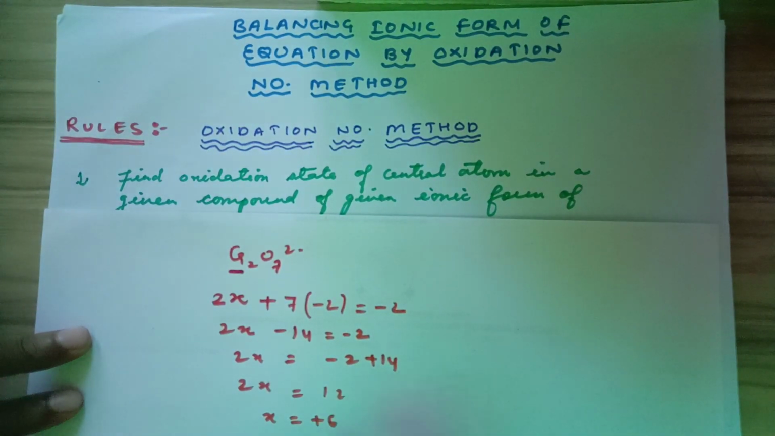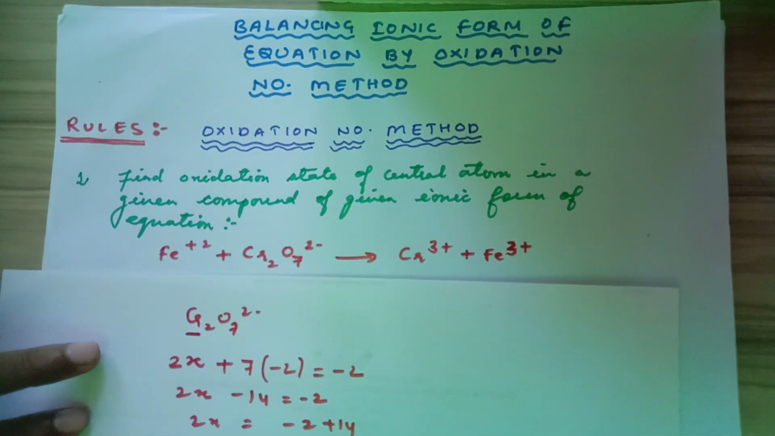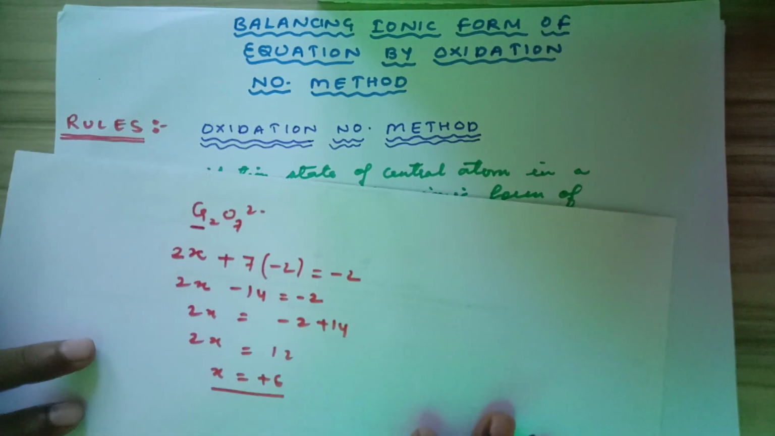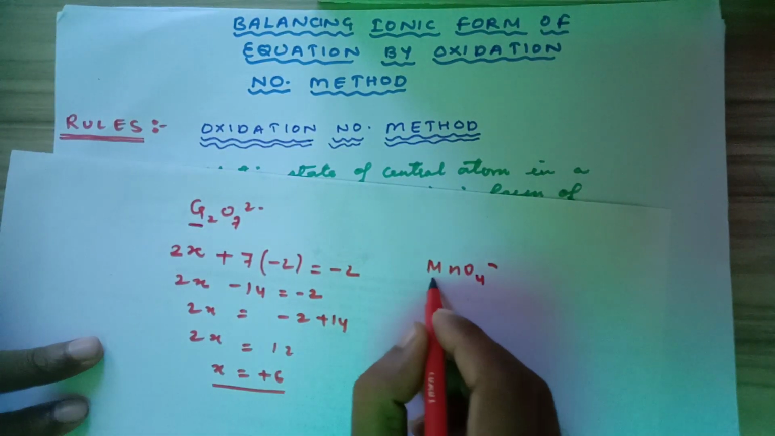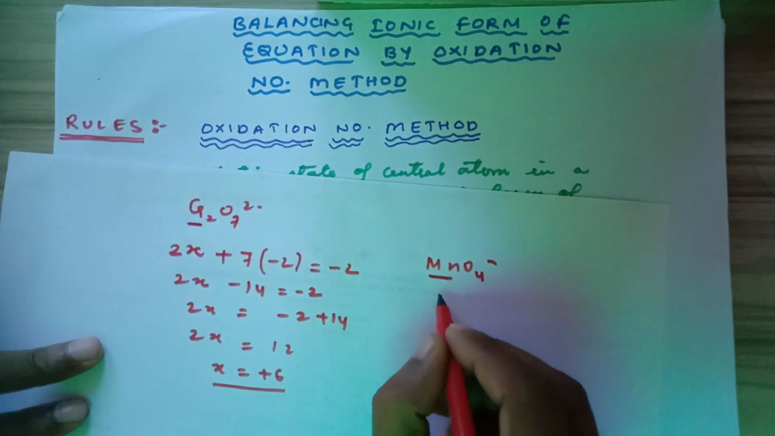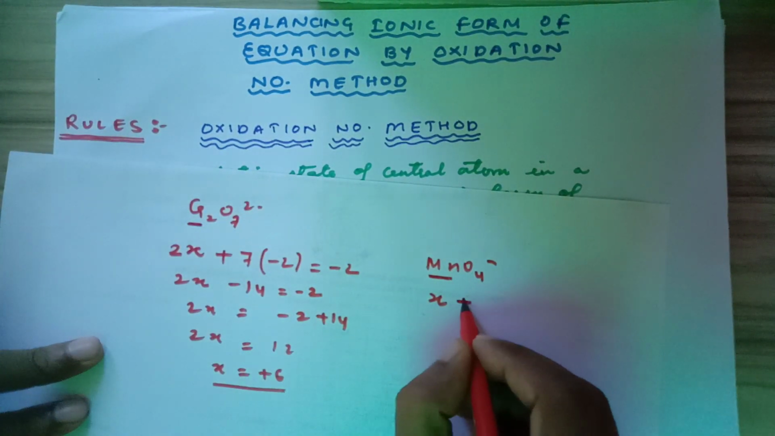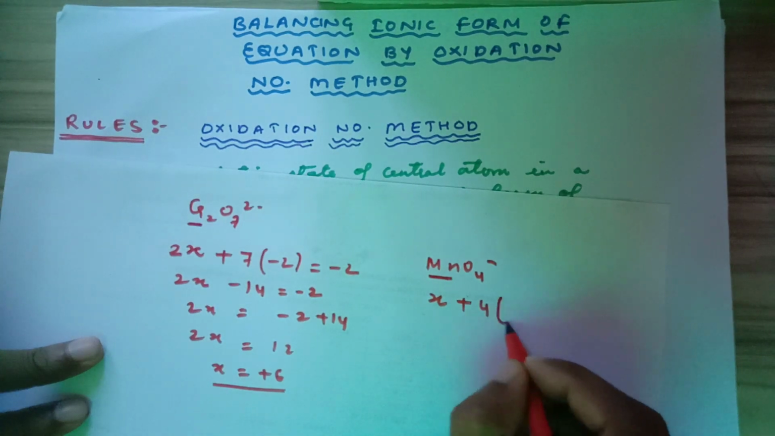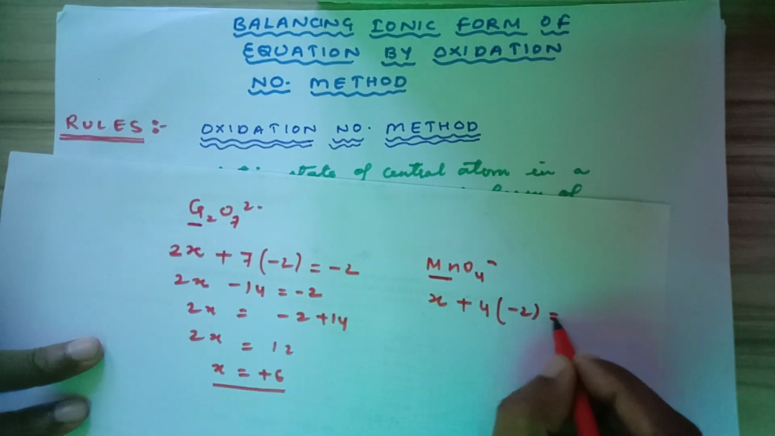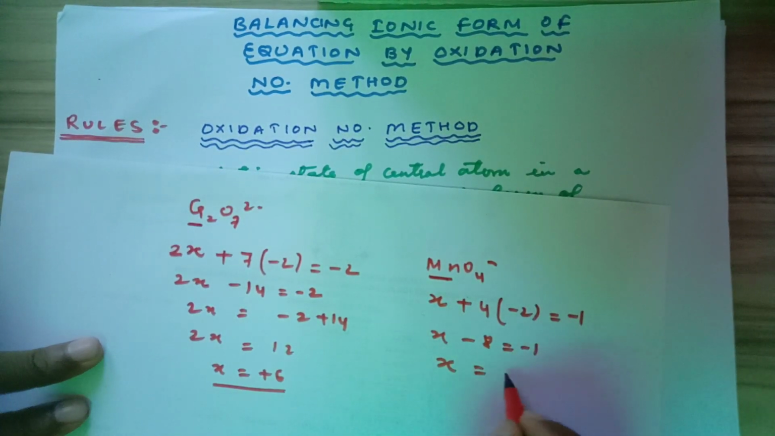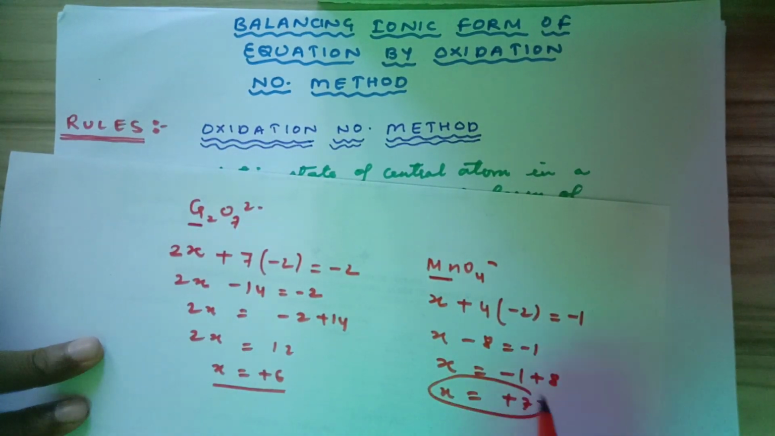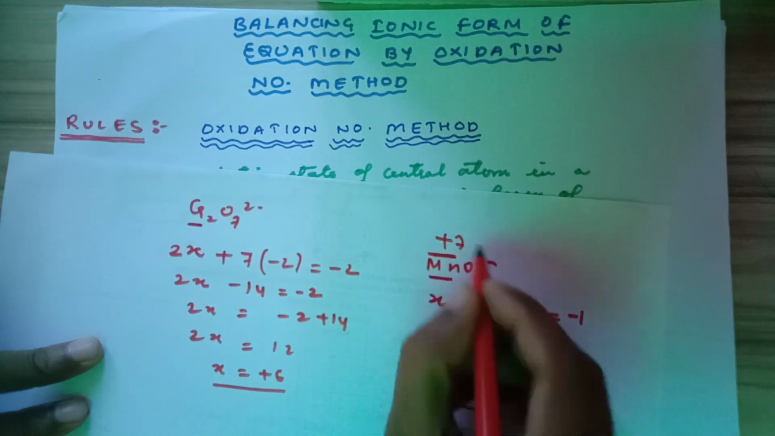In this way, we can find oxidation state of a given central atom in a compound. Suppose if we take another compound, take MnO4 minus, and we have to find oxidation state of Mn, then we'll be taking Mn as X plus 4 oxygen. Its oxidation state is -2 and net charge is -1. So it will be X minus 8 is equals to -1. So it will be -1 plus 8, so x will be plus 7. So here oxidation state of Mn is plus 7.